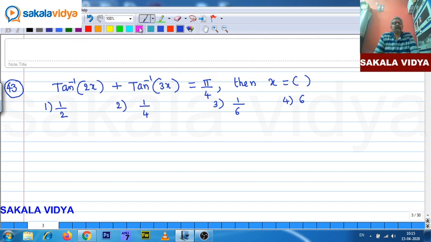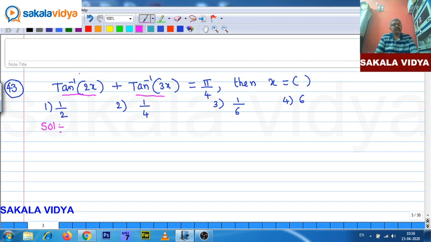So now tan inverse 2x plus tan inverse 3x is equal to pi by 4. That means we need to apply the tan inverse x plus tan inverse y formula, that is tan inverse of x plus y by 1 minus xy, and equate it to pi by 4. Then we can find a quadratic equation in x. You need to solve that quadratic equation so that we get the value of x. So let us proceed now with the solution.